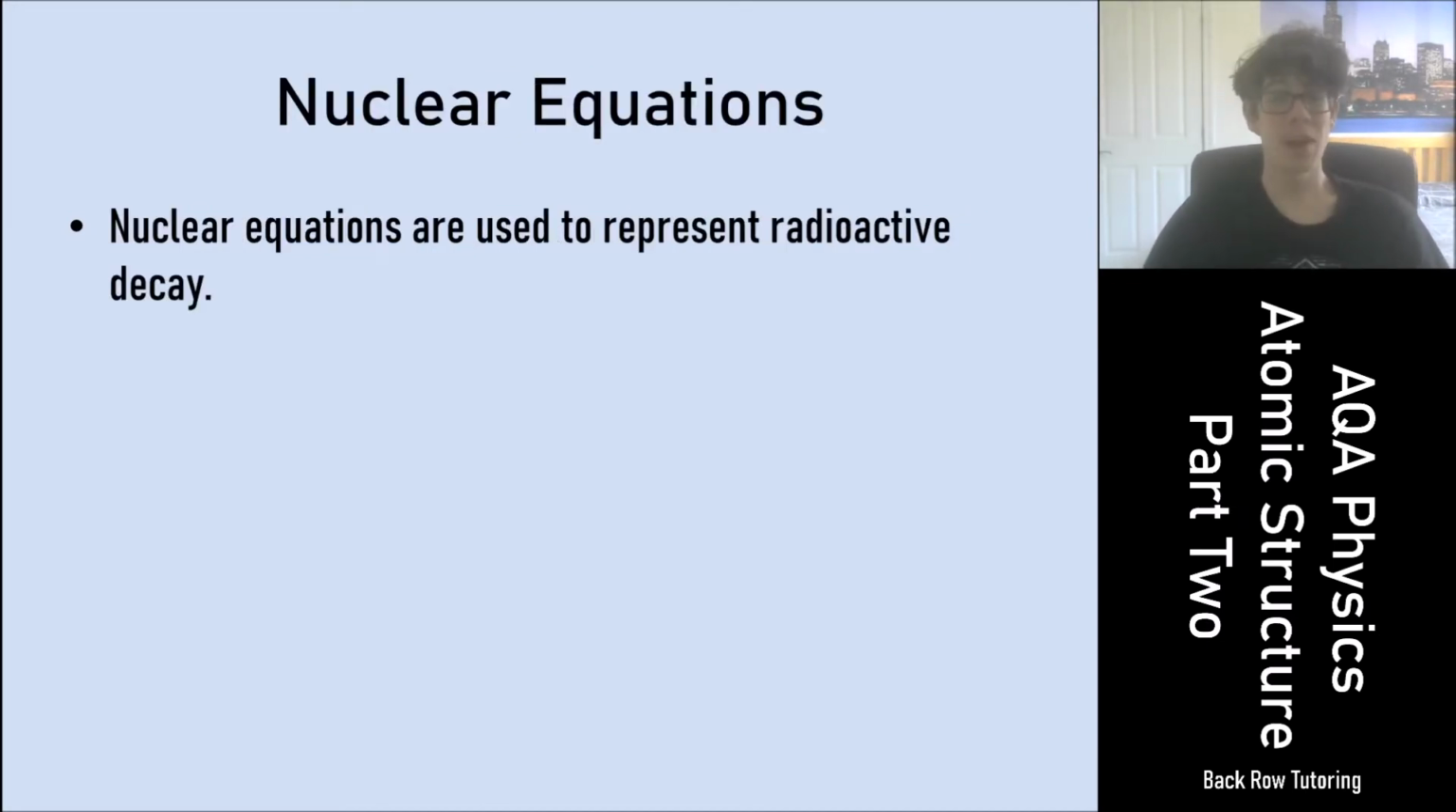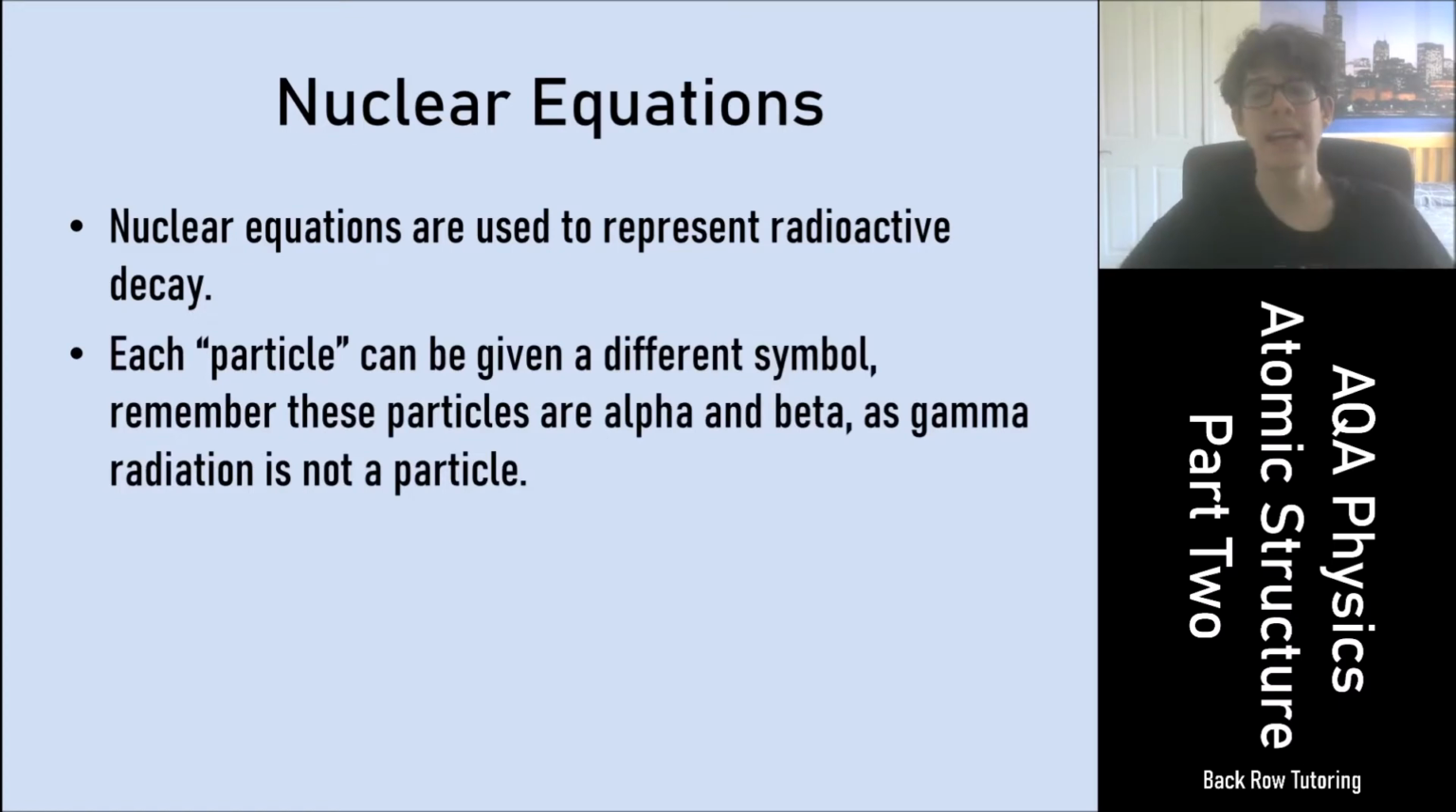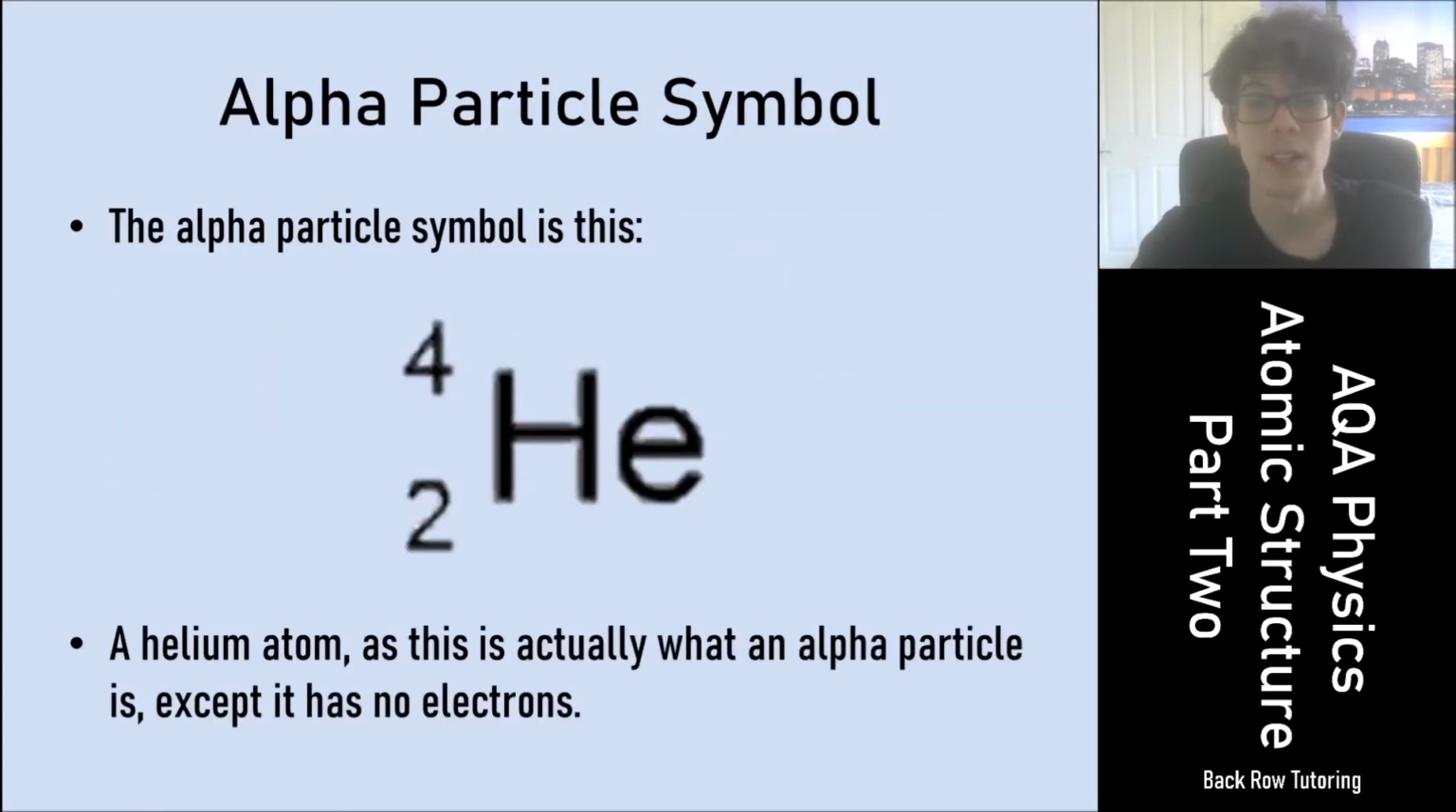Okay, next we're going to have a little look at nuclear equations. Nuclear equations are used to represent radioactive decay. So we've had a look at alpha, beta and gamma decay, and all of these can be represented in equations. Each particle can be given a different symbol. Remember, these particles are alpha and beta, as gamma radiation isn't a particle. So in these nuclear equations we're going to look at alpha particles and beta particles, but we don't look at gamma particles because they don't exist. Remember, gamma radiation is just a wave.